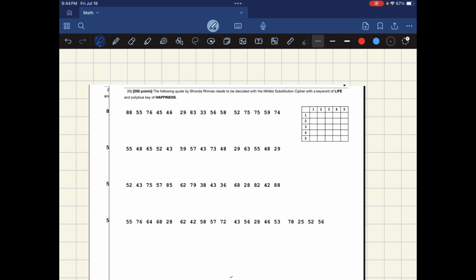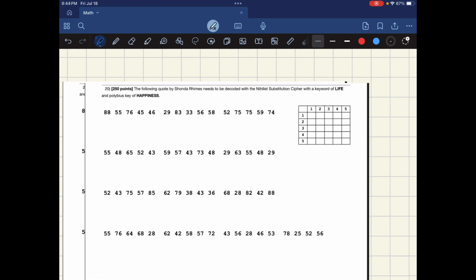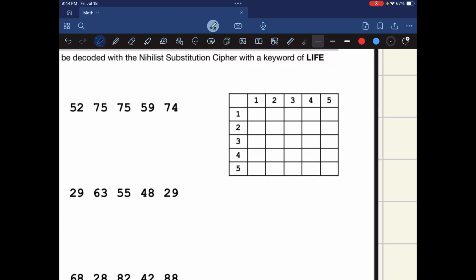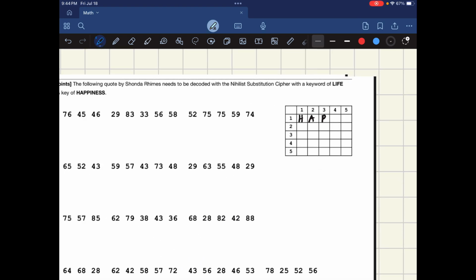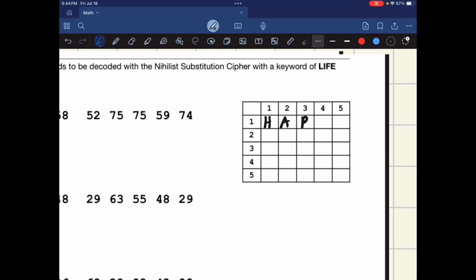So as always, to solve the cipher, we start with the Polybius square and the Polybius key of happiness. So we start in the top left corner, H, A, P. Then we skip the next letter, P, because it's already inside the square. So we go directly to I, N, E, S, and then we skip the next letter of the keyword because it's another S and it's already in the square.